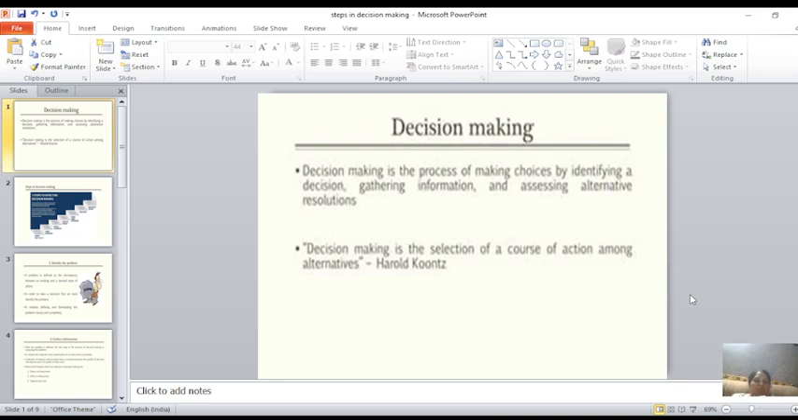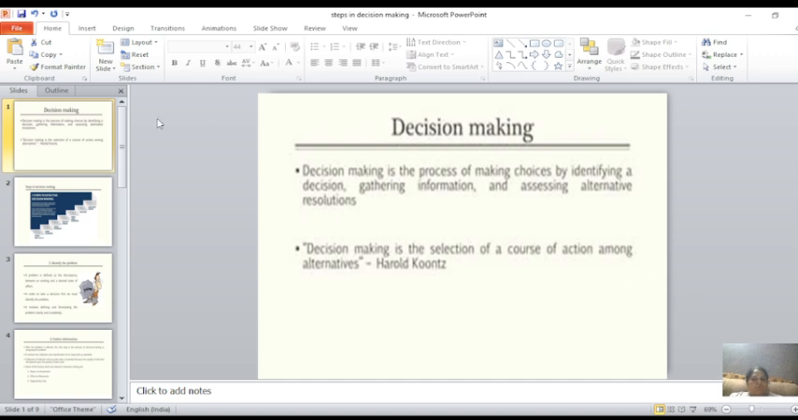Okay, before that, before discussing the steps, what do you mean by decision making? The definition of decision making is the selection of a course of action among alternatives, according to Herald. We can say it is the process of making choices by identifying a decision, gathering information and assessing alternative solutions.